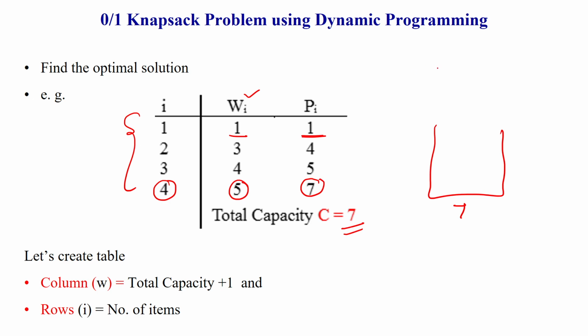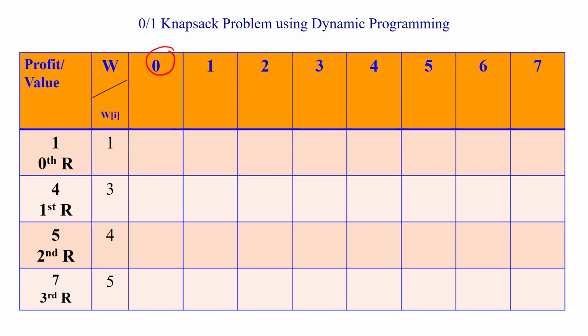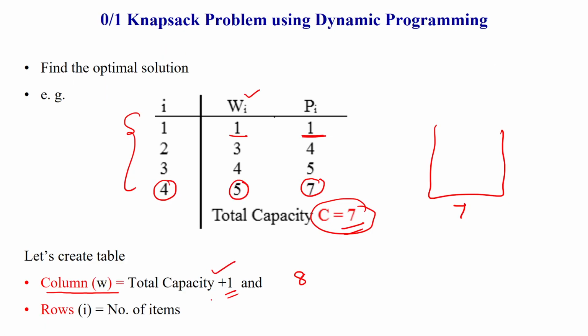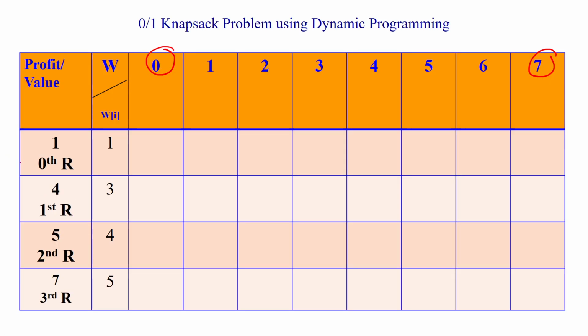So as per DP, we have to construct the table. For the table, we need a number of columns and rows. The number of columns will be the total capacity of the knapsack plus one more column. So based upon that, 8 columns. The columns are numbered from 0 to 7. So we have selected 8 columns based upon the total capacity plus 1. And the number of rows will be selected based upon the number of items given in the problem. So 4 items, 4 rows numbered with the 0th row, first row, second row, third row.